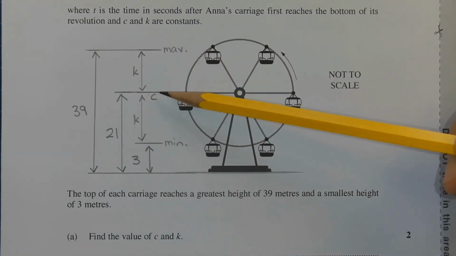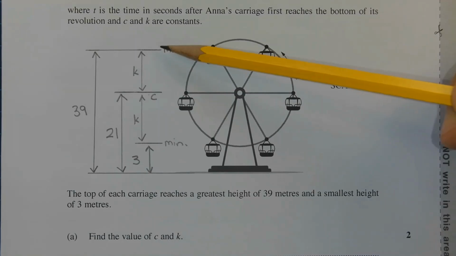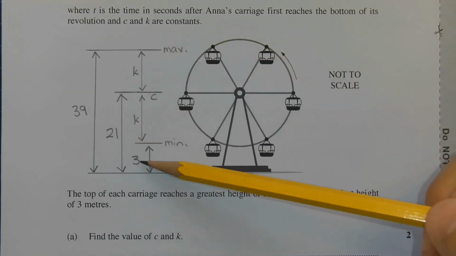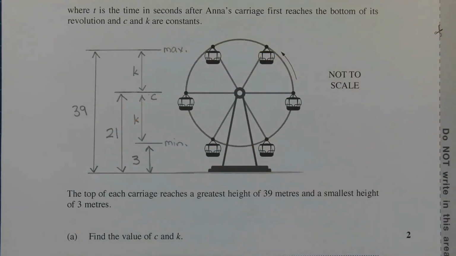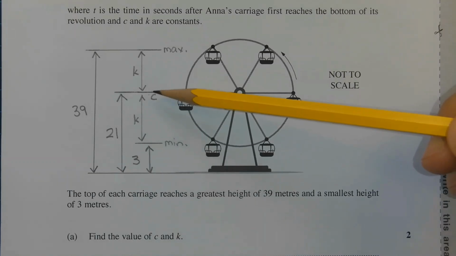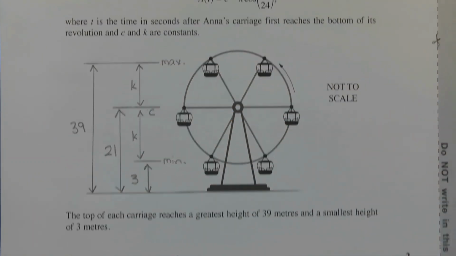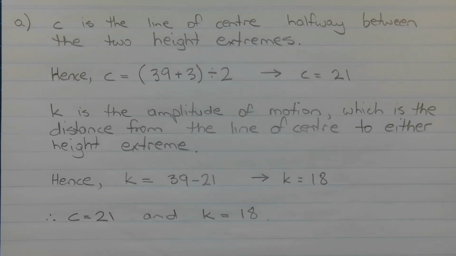C is exactly midway between the minimum height and the maximum height. So the average of 3 and 39 is 21. And the distance between 21 and 39, or 21 and 3, is 18. And I've shown the working out here. C is the line of centre halfway between the two height extremes. Hence, C is equal to 39 plus 3 in brackets divided by 2, so it's an average. So C is equal to 21.